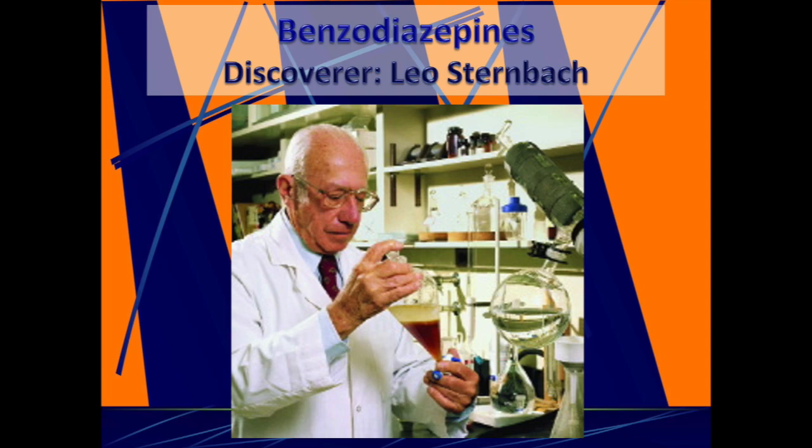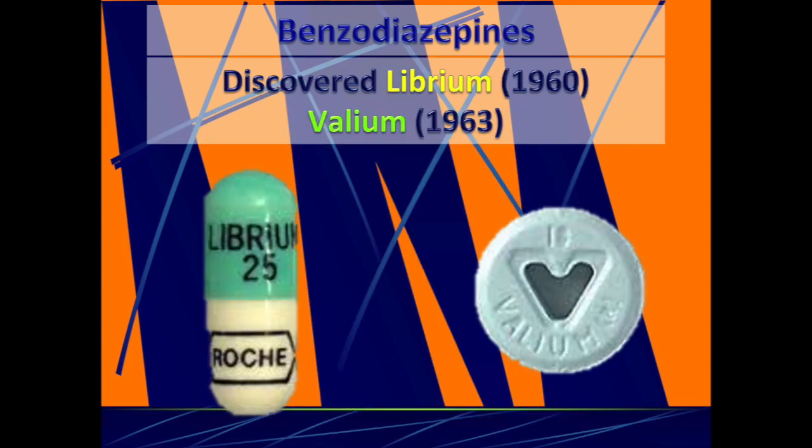I want to show you a little bit of history. Leo Sternbach is the chemist, pharmacologist that developed the benzodiazepine molecule. And the ones that we use that were first introduced was Librium in 1960, and Valium back in 1963, and they were, of course, very popular, and they're still very much available. They have a long half-life. Remember that a half-life is the amount of time it takes for a dose of a drug to be reduced to half its initial dose when measured in the bloodstream.